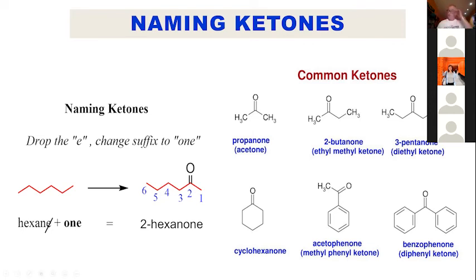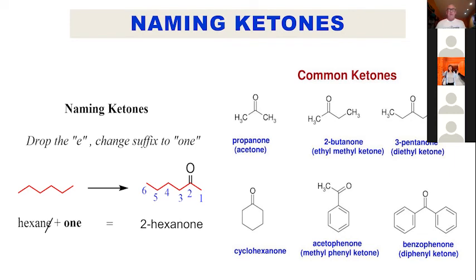So propanone, 3 carbons, we don't have to say where the carbonyl group is, because it has to be in the middle. It can't be at either end because then it would be an aldehyde. Once we start moving it around, then you give it the name 2-butanone, 3-pentanone, because it has 5 carbons in it.